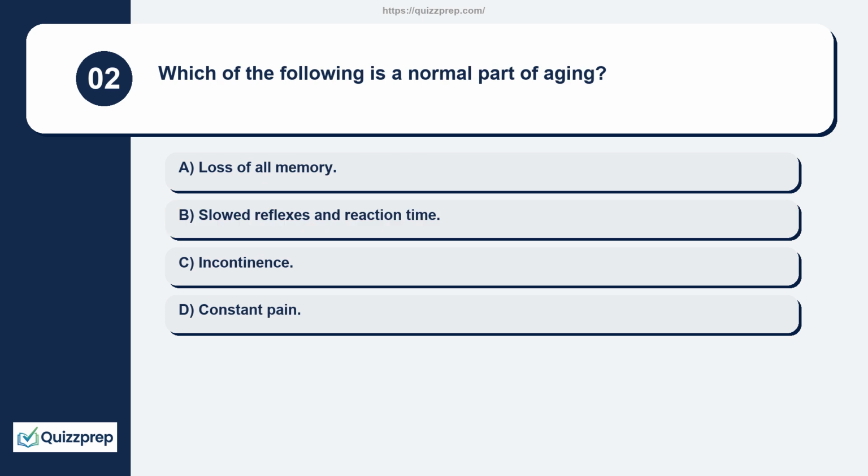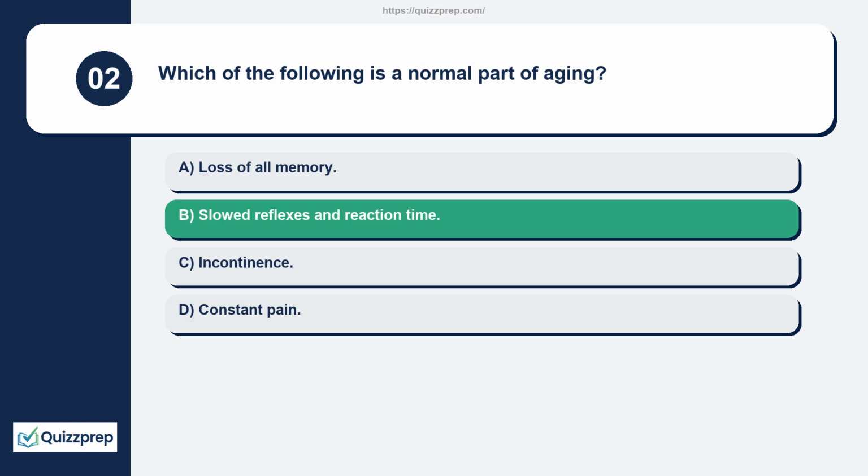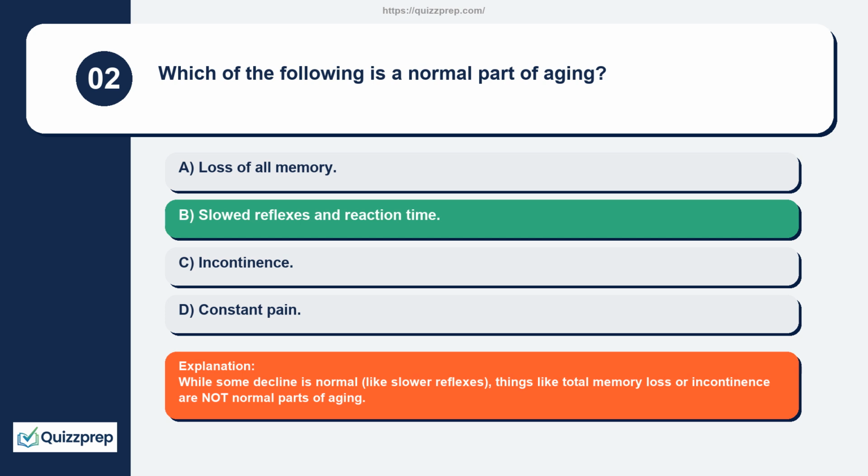Question 2. Which of the following is a normal part of aging? Loss of all memory, slowed reflexes and reaction time, incontinence, constant pain. While some decline is normal, like slower reflexes, things like total memory loss or incontinence are not normal parts of aging.